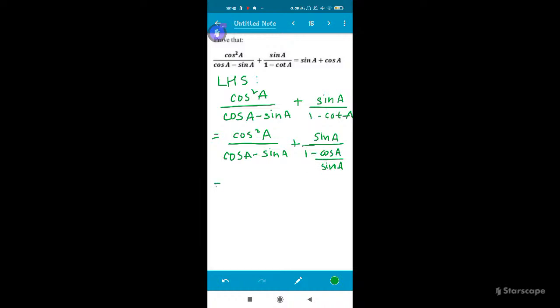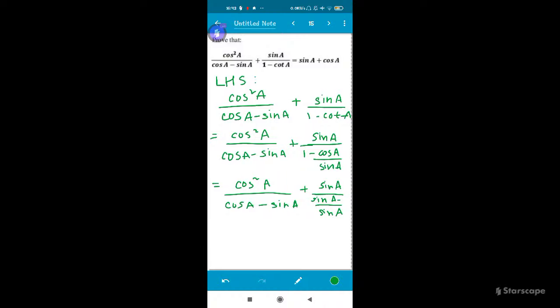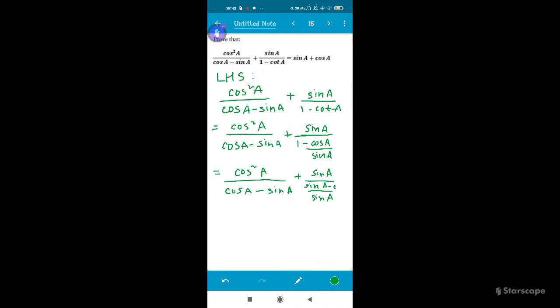Alright. So in the denominator we have a fraction in the second term, so we are going to solve it. The first term will remain as it is because I don't think we can make any changes out here. It will just become more complicated then. So we have sine A divided by, if we take the LCM, we will have sine A as the LCM, and then in the numerator of the denominator, sine A minus cos A. Yes, sine A minus cos A. Alright.